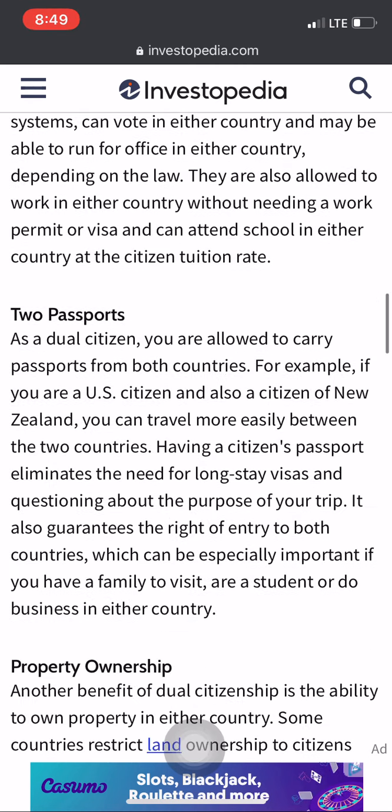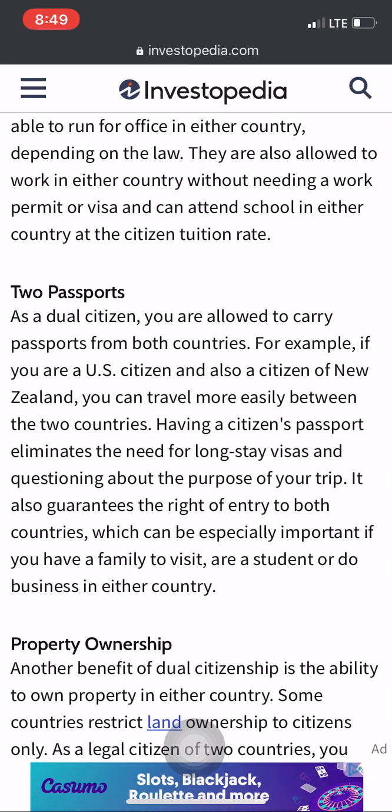Two passports. As a dual citizen, you are allowed to carry passports from both countries. For example, if you are a US citizen and also a citizen of New Zealand, you can travel more easily between the two countries. Having a citizen's passport eliminates the need for long stay visas and questioning about the purpose of your trip. It also guarantees the right to entry to both countries, which can be especially important if you have family to visit or a student or do business in either country.